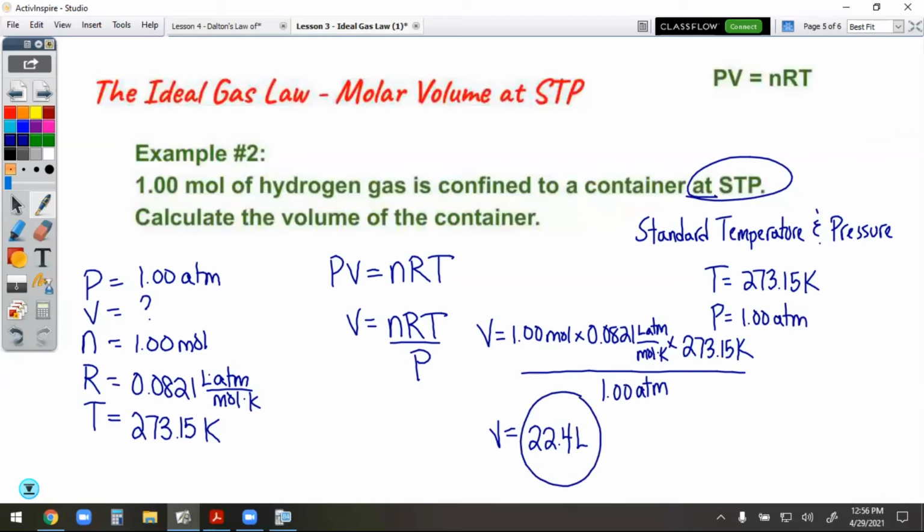Now, it turns out that the way I knew the answer was 22.4 liters has more to do with the fact that at STP, 1 mole of any gas in existence will occupy a volume of 22.4 liters. It's known as molar volume for gases, but I wanted to show you where it came from before we used it in a problem. Let's take a look at example 3.